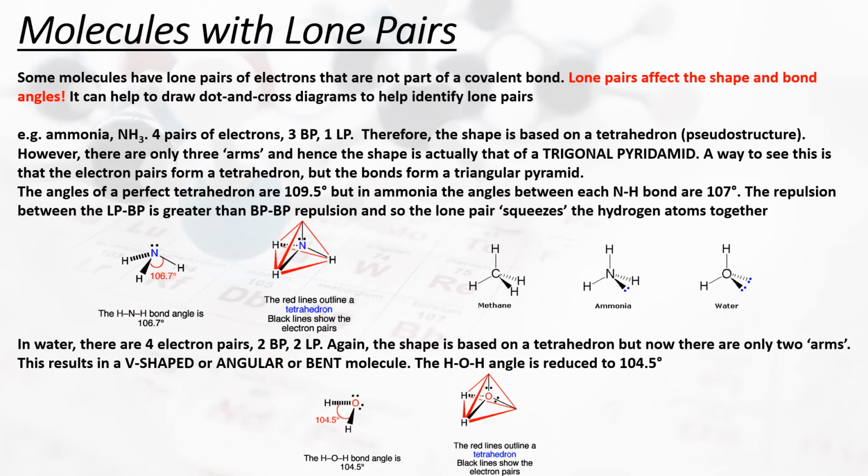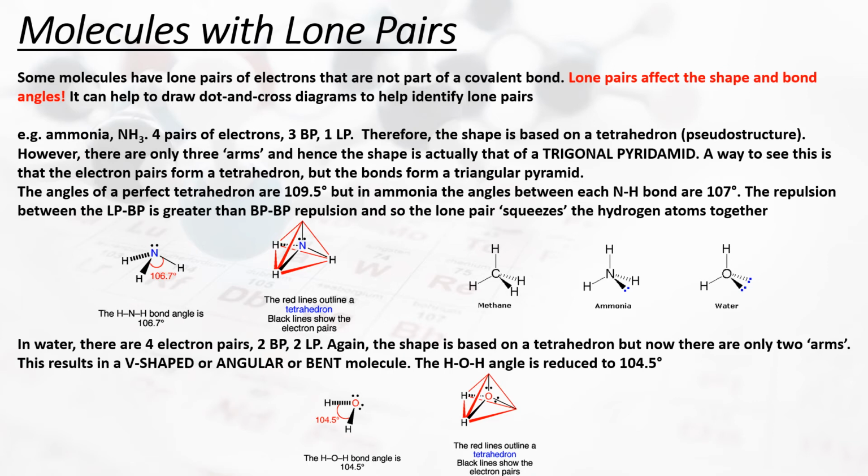Lone pair-bonding pair repulsions are greater than bonding pair-bonding pair repulsions. And so what this has the effect of doing is the lone pair essentially squeezes the hydrogen atoms together. There's more repulsion at the top of the molecule, and so it squeezes all these NH bonds slightly closer together. And so the angle has gone down from 109.5 down to 107. And generally, for any lone pair that we have, we reduce the angle by about 2–2.5 degrees.